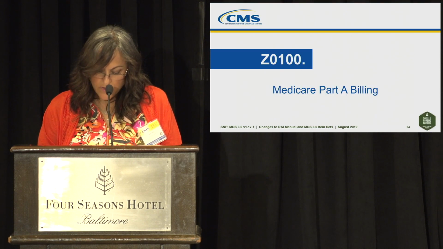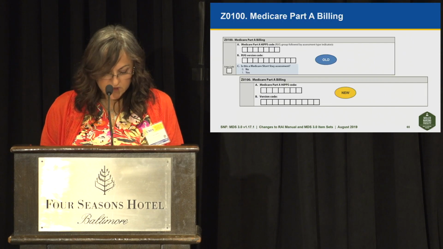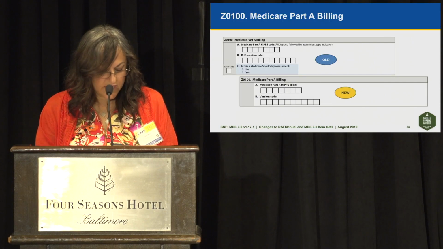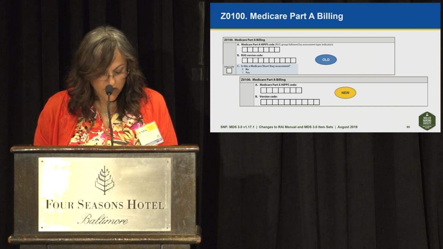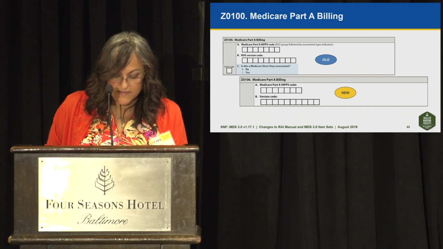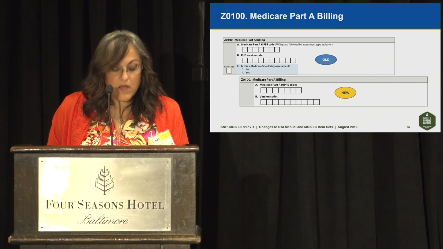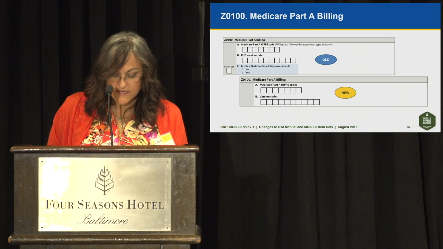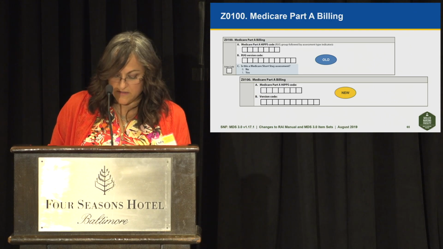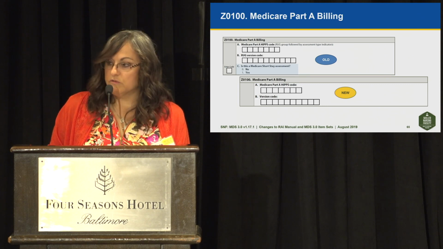And in Z0100 Medicare Part A billing, the term RUG was deleted from Z0100B so that it now just says version code. And the parenthetical statement in Z0100A, RUG group, followed by assessment type indicator, was also removed. Z0100C, is this a Medicare short stay assessment, was removed as this policy no longer exists under PDPM, and that language was also removed in the manual.